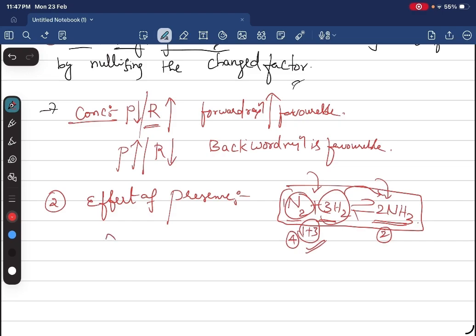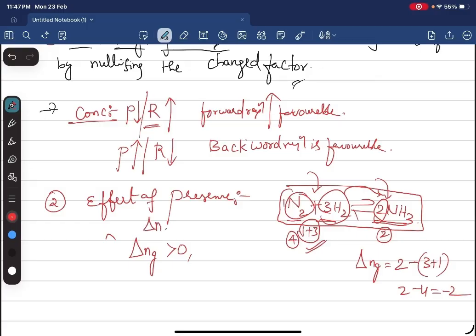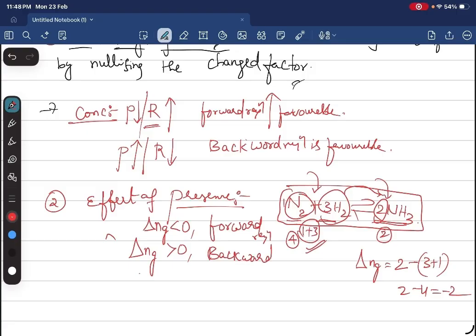So here we can say this. Delta Ng is the product number of moles of gases minus the reactant number of moles of gases. So 2 minus 4 equals minus 2. If delta Ng is less than 0, the forward reaction is favorable by increasing pressure. In the same way, if delta Ng is greater than 0, the backward reaction is favorable. And delta Ng equals 0 means no change, no effect of pressure.